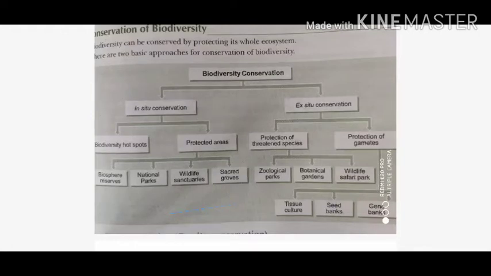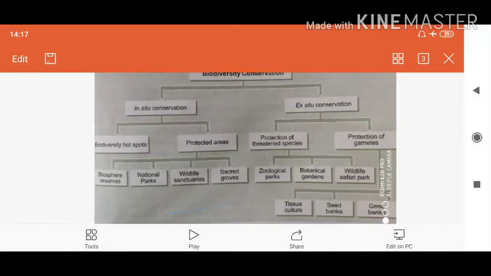In between, you can find that they are working in a laboratory setup, in vitro, in the laboratory. So tissue culture in the laboratory, seed banks in the laboratory, means in a closed environment it is kept safe. Okay. Gene banks: all these organisms which have some good characteristics, their cells are collected and stored.